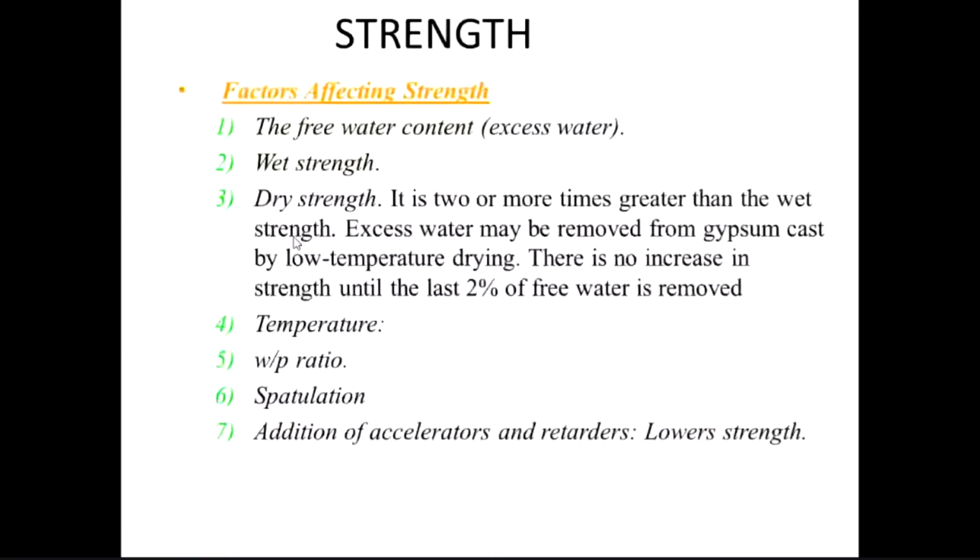Okay, if you have a dry cast, insert it into water in order to produce the wet cast, and vice versa. The second one, we have temperature. The fourth one, the water powder ratio, and number 6, spatulation. The last one, addition of accelerator and retarder. Both of them will reduce the strength.